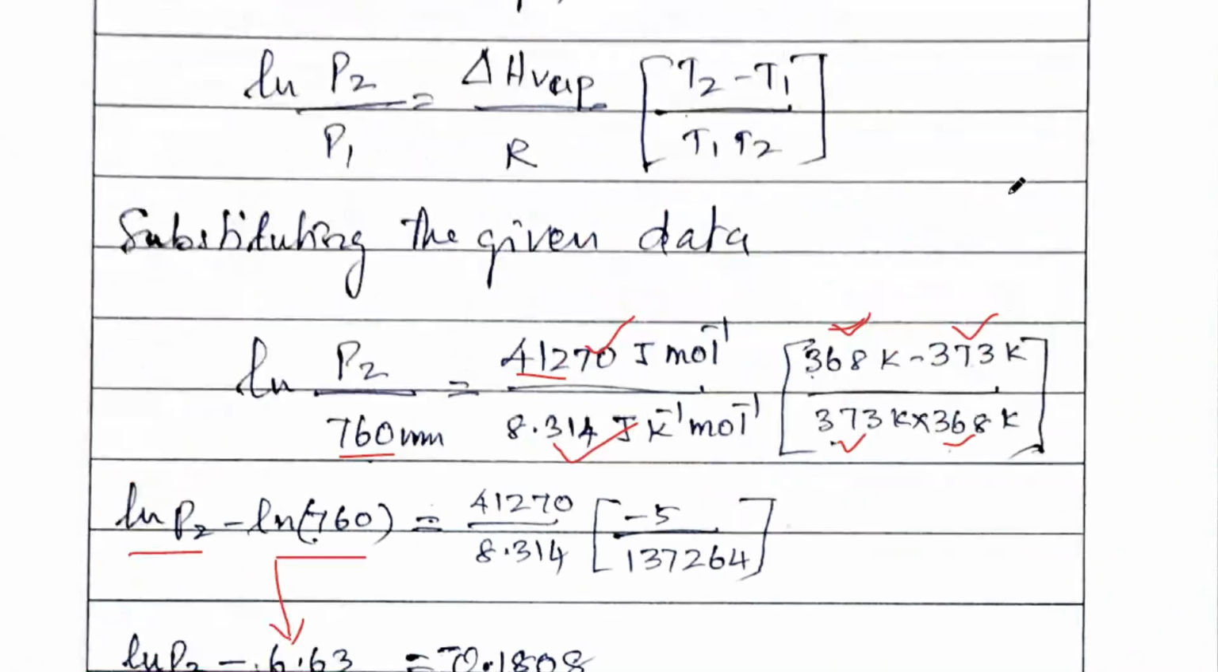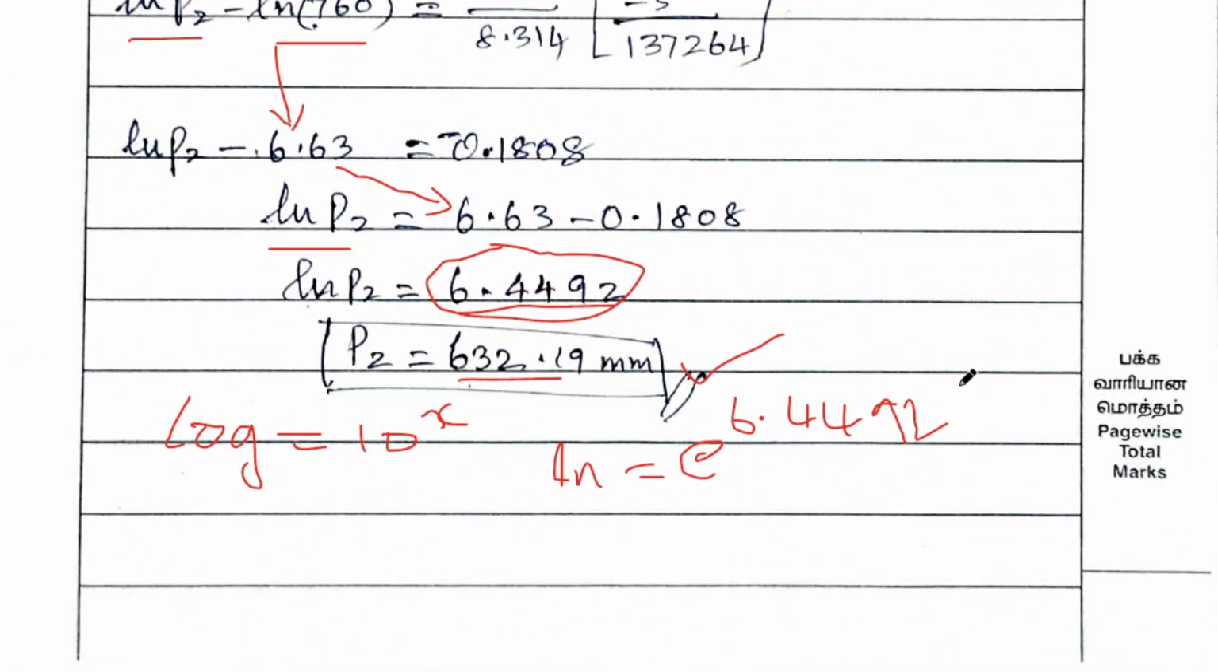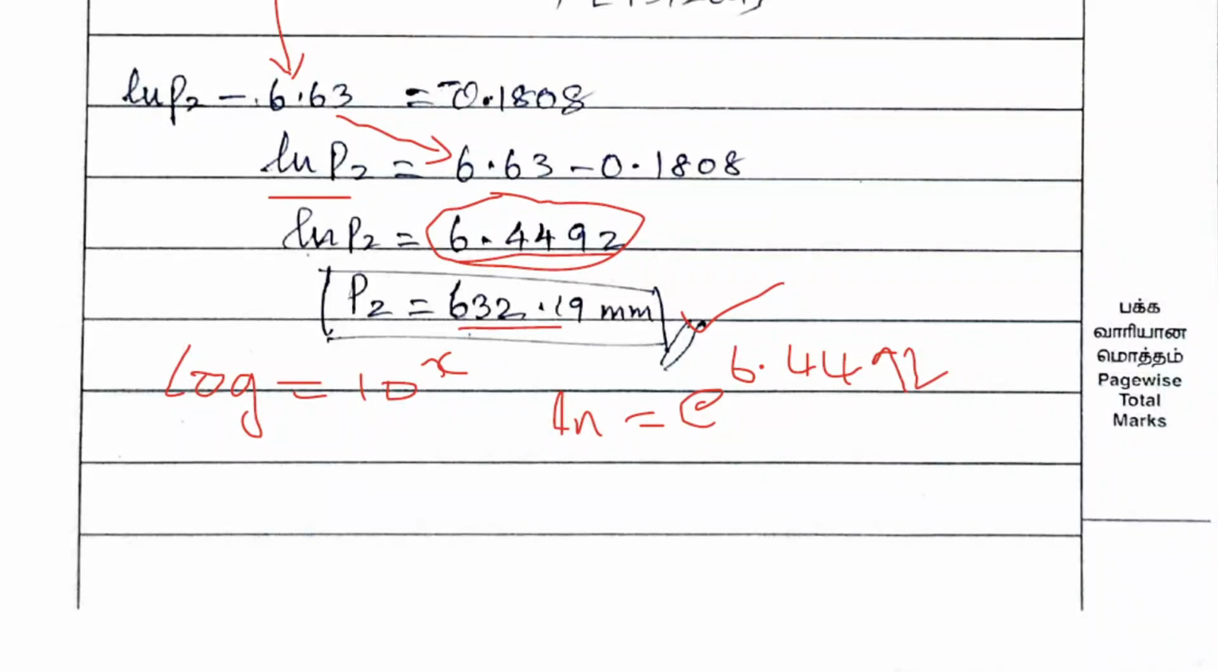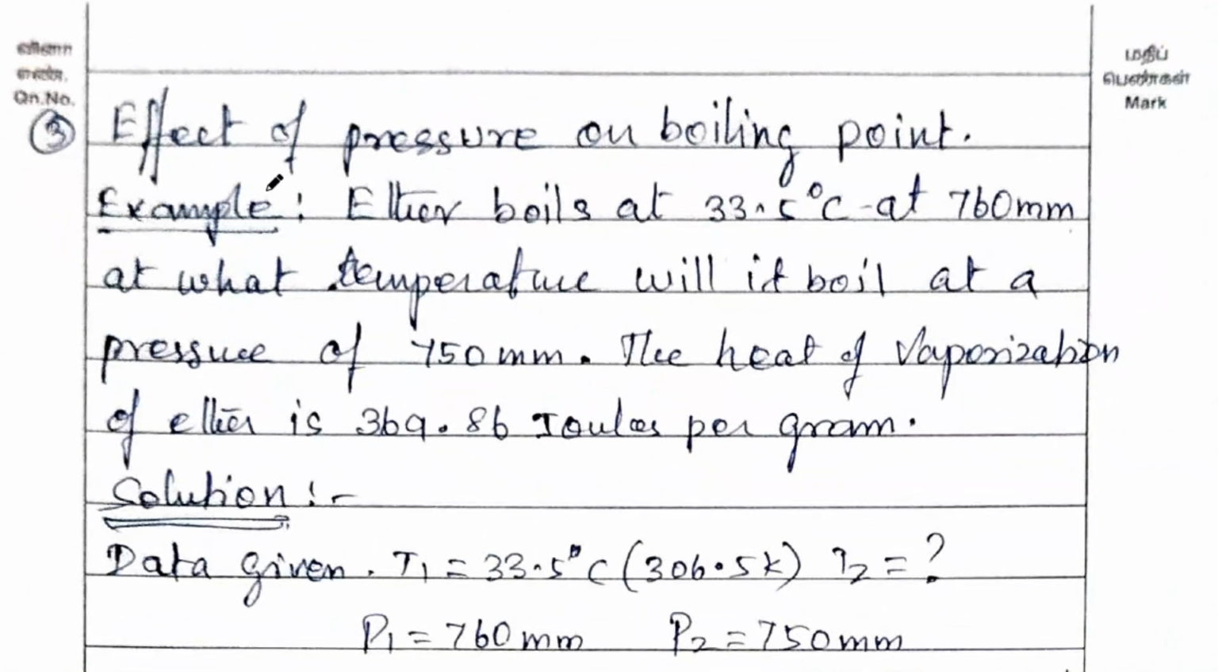Okay, this is the second application of Clausius Clapeyron equation. Let us see the third application. The third application is the effect of pressure on boiling point. We are going to calculate the boiling point at a given pressure. Okay, let us see with an example.